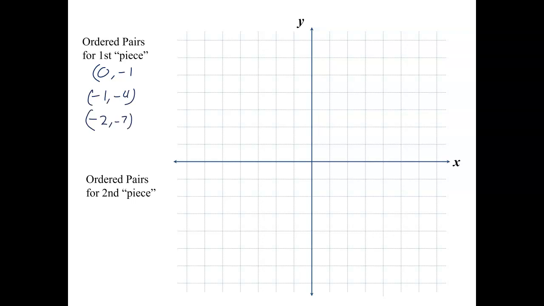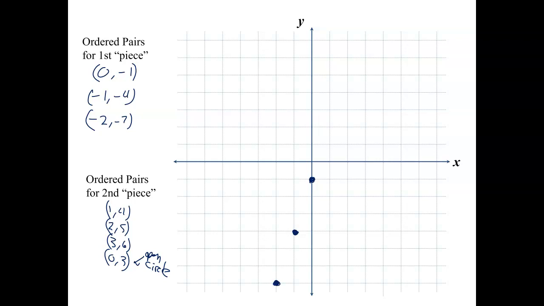And my second piece was 1, 4, 2, 5, 3, 6. And then again, that open circle at 0, 3. So let's start with that first piece. 0, negative 1. And then negative 1, negative 4. And then 2, 7.